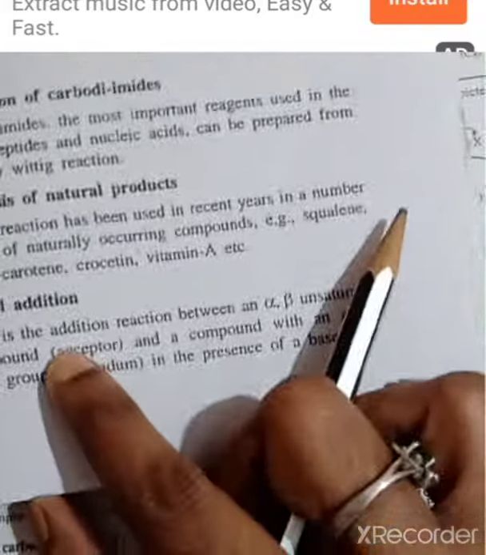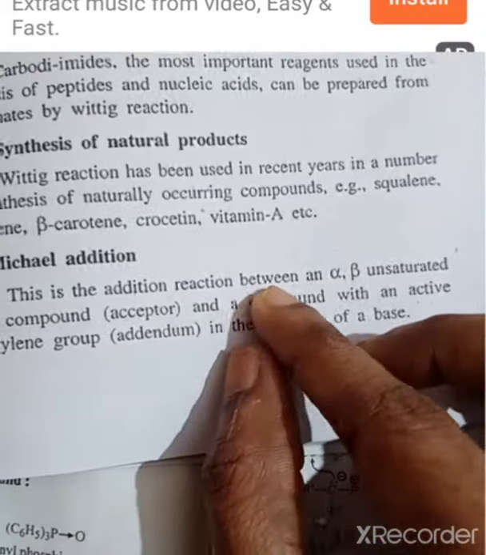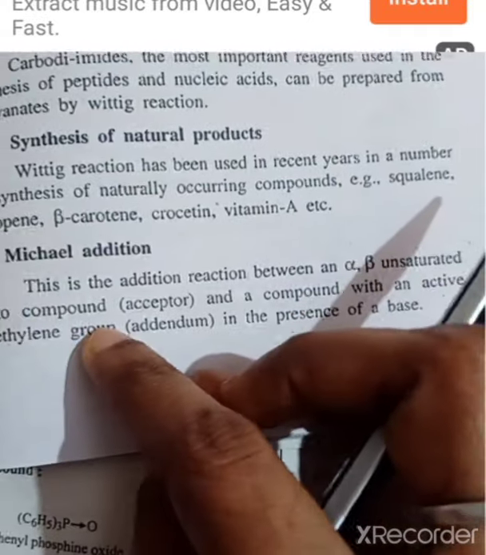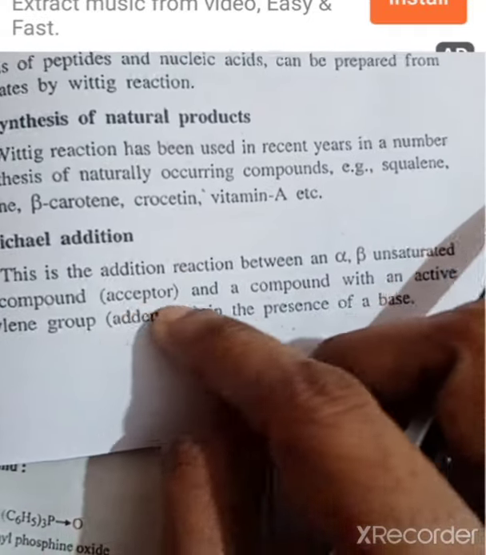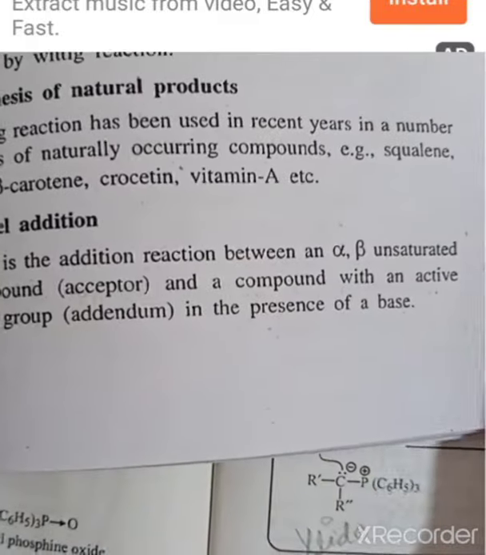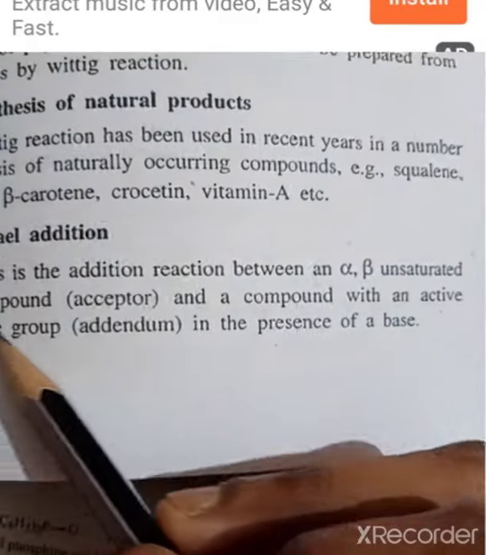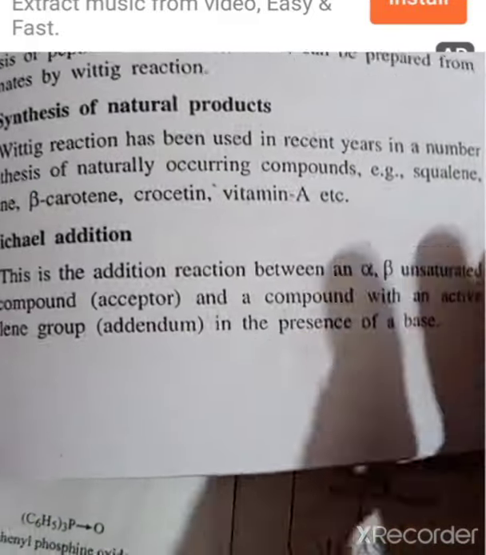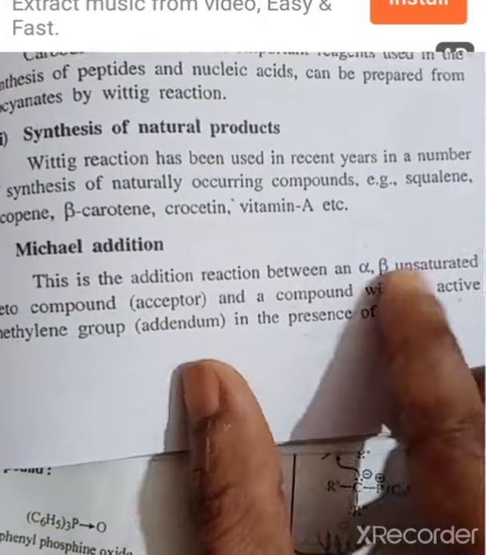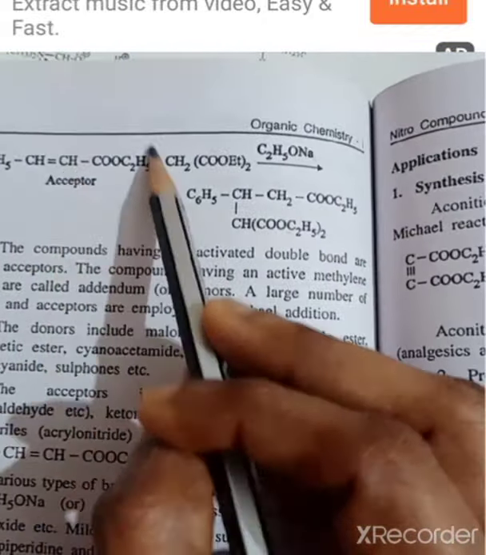Okay, so Michael addition, this is the addition reaction between the alpha beta unsaturated ketone group. The keto compound is the acceptor, because it accepts the electrons, and the active methylene group is in the presence of the base. So it is the main mechanism of this reaction. This is a Michael addition reaction. So here the acceptor is an alpha beta unsaturated compound.